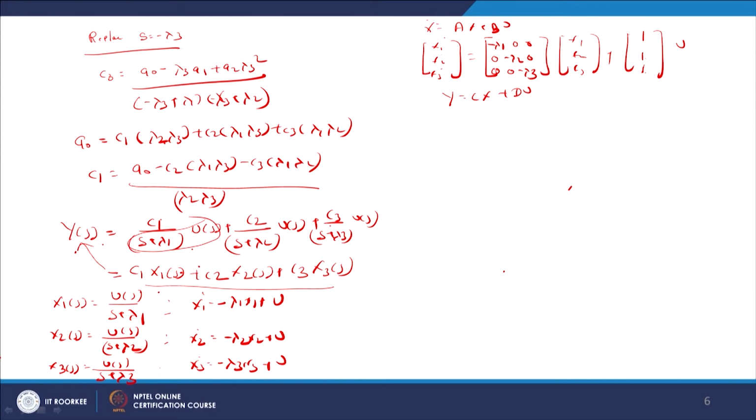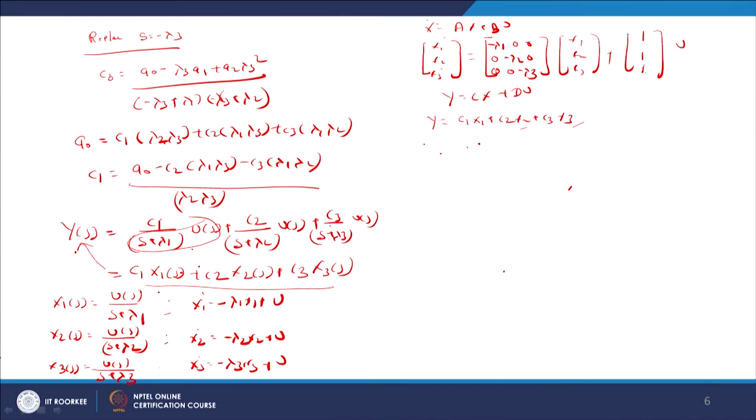Here we can also apply the inverse Laplace transform to this equation. So what we will get is y equals c1 x1 plus c2 x2 plus c3 x3. We can also write it in terms of y of t: y of t equals c1 x1 of t plus c2 x2 of t plus c3 x3 of t.